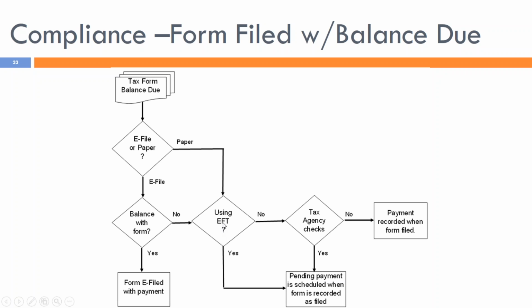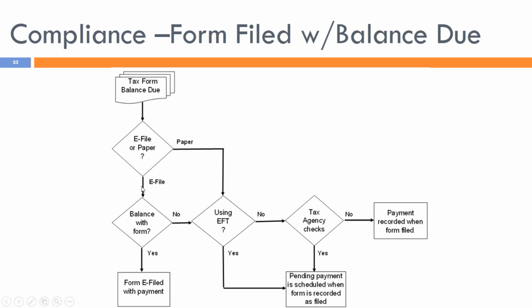Back up a little bit. If you are using EFT, even though it's a paper form and the balance can be paid electronically, again, the system will schedule a pending payment so that it gets processed. If you're not using EFT and you're not using checks, then it just records the payment when you file the paper form. We go back to a form that's electronically filed.